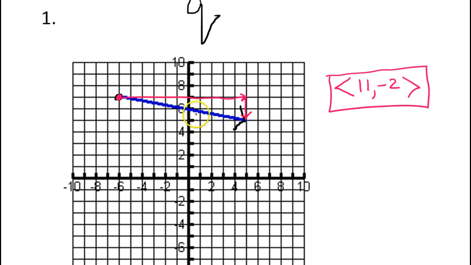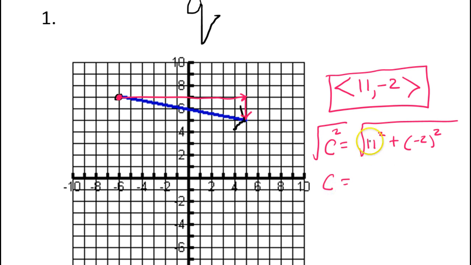Now the magnitude is the length of the vector. It's just the length of the hypotenuse of this right triangle. So we can simply do the Pythagorean theorem. And in the Pythagorean theorem, we would say c squared is equal to a squared plus b squared. So we would say that c squared is equal to 11 squared plus 2 squared. Even if I said negative 2 squared, it would still be the same thing. But the next thing I would do is take the square root of both sides to get c by itself.